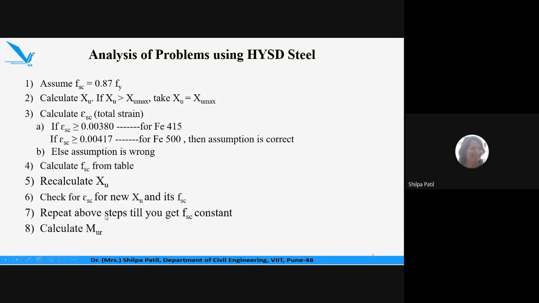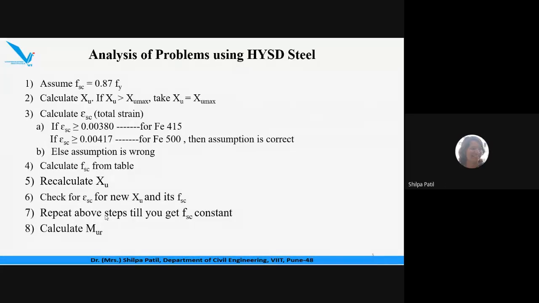These steps we need to keep repeating till you get a constant FSC value. You must have learned iterations in mathematics in school or 11th, 12th. We have to use that concept of iterative calculations for FSC here. Once we get the FSC value constant for 2 consecutive iterations, we adopt that value for the further calculation of Mu. Is it clear? These steps will be clear to you only when you solve the numerical example again. Are there any doubts in this?